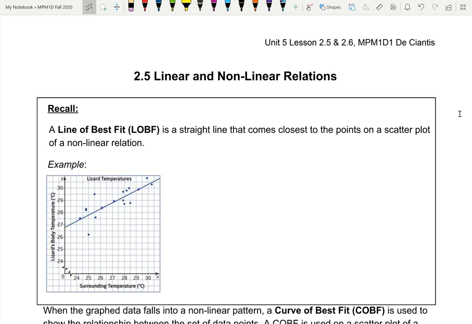So today we're just going to distinguish between what the difference would be when you graph a linear relation compared to a nonlinear relation. And really, all it is, is it a straight line? If so, it's a linear relation. If it's not a straight line, then it's a nonlinear relation.